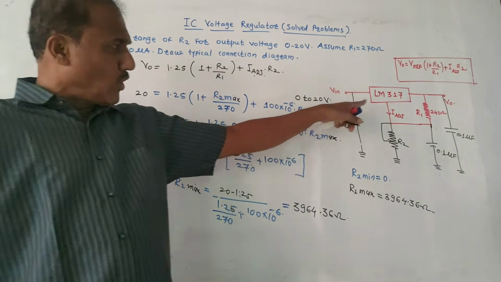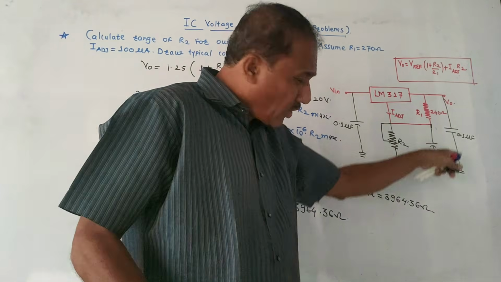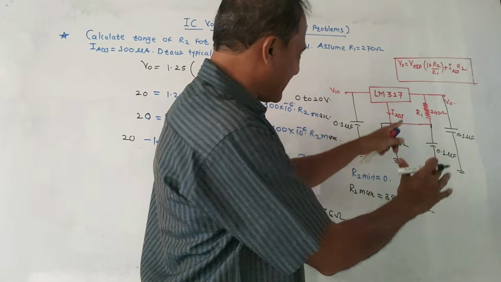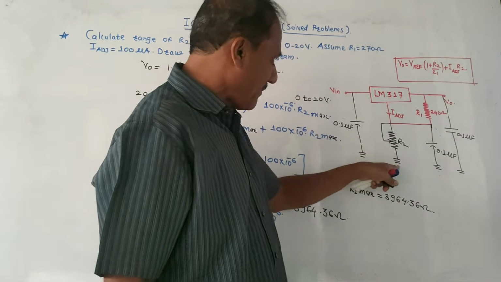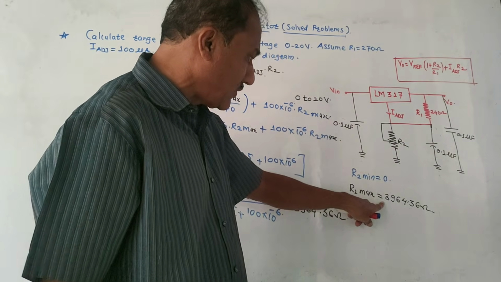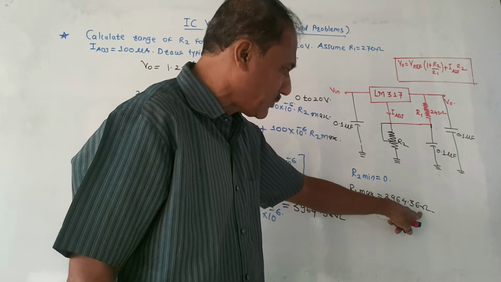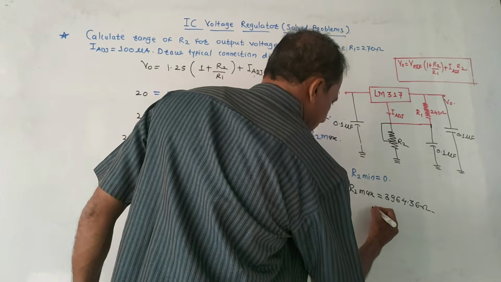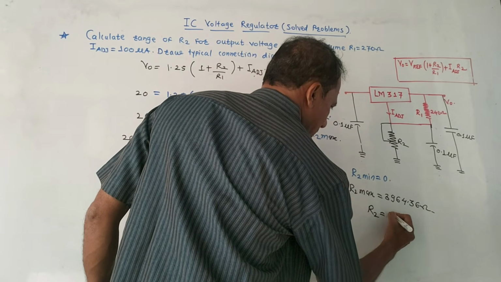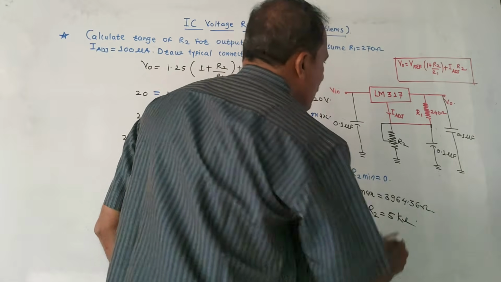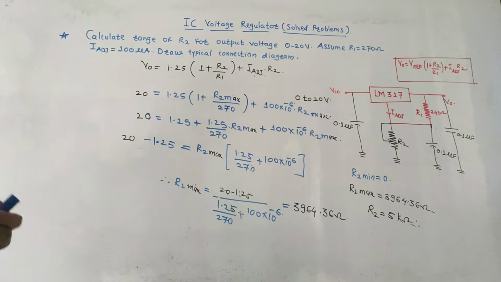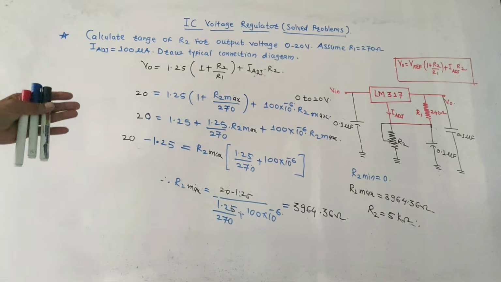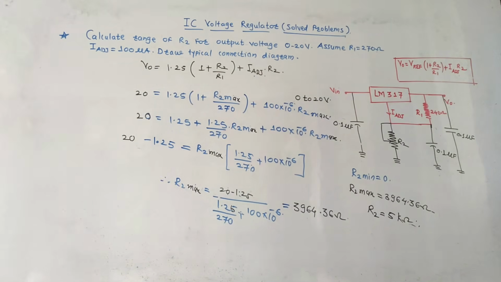It is also asked to draw the typical diagram. You can draw this diagram, or you can draw the basic diagram without using capacitors. But I am keeping this diagram as it is. Here we have to use a potentiometer. See, the maximum value coming is 3964.36, so you can use R2 potentiometer as 5 kilo ohm, like in numerical 2. So this is the way to solve the numerical if R1 has a different value.